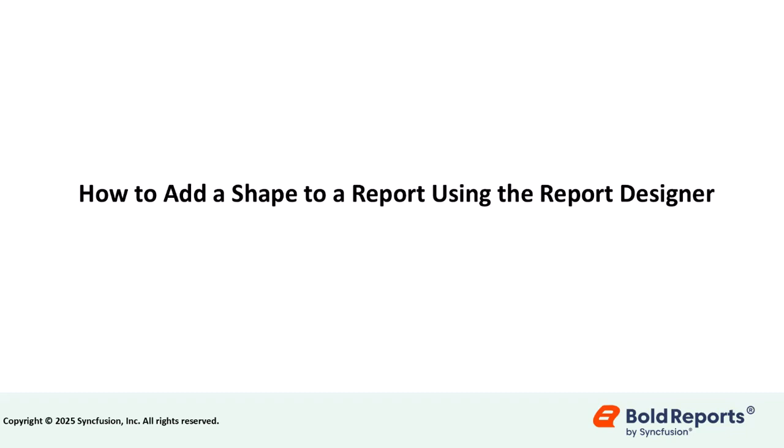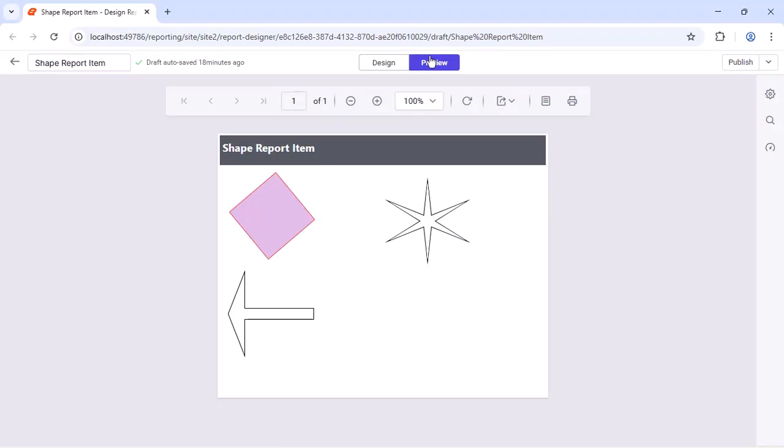When designing reports, it's important to make the data visually clear and engaging. Sometimes you need to highlight specific sections, group related content, or improve the layout. Shapes are graphical elements like rectangles, stars, and arrows that you can add to your report to enhance its visual structure. They help guide the viewer's attention, separate content areas, and serve as decorative elements.